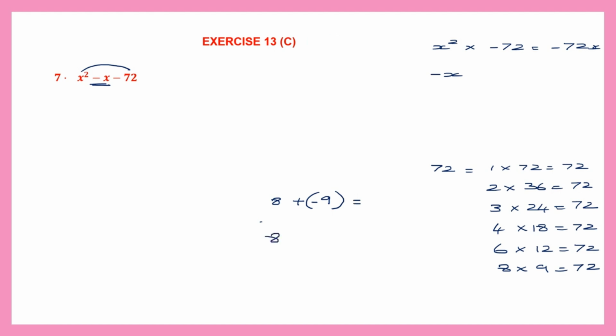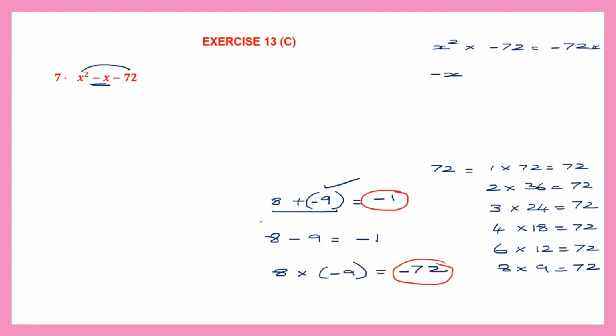Okay, so my next step will be when I open the brackets 8 minus 9, and since the sign of the bigger number is minus, I put minus sign. 9 minus 8 is 1. So when I add up 8 plus minus 9, I get minus 1. If I multiply these same two numbers, that is 8 into minus 9, what do I get? Minus 72. So I'm able to get minus 72 and I'm able to get minus 1.